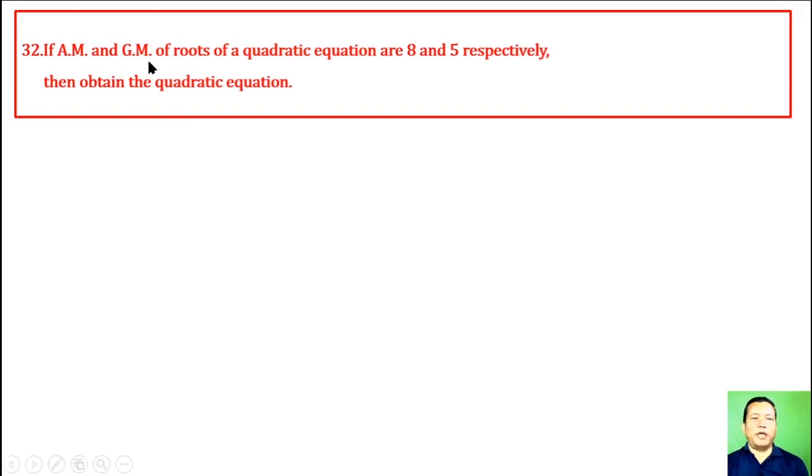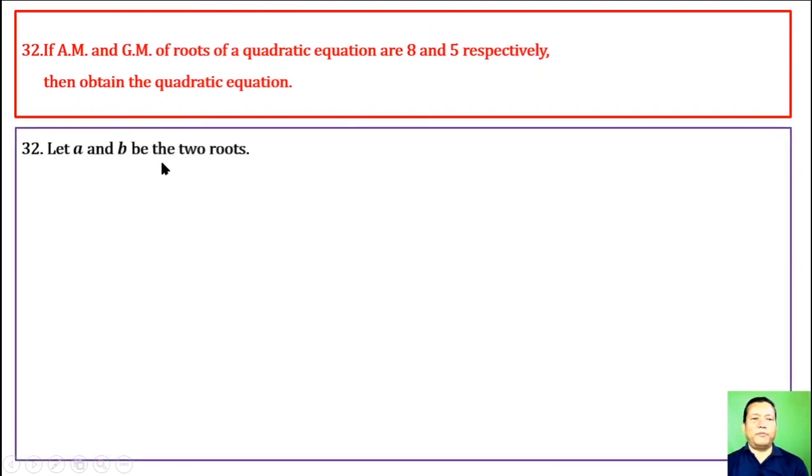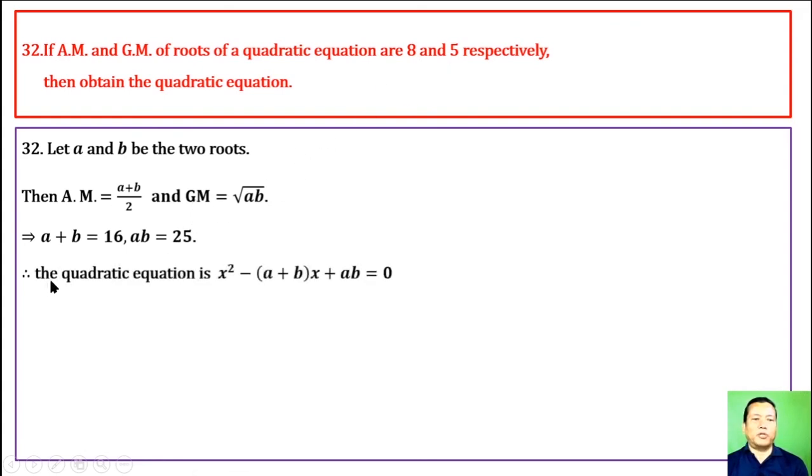Question 32. If AM and GM of roots of a quadratic equation are 8 and 5 respectively, then obtain the quadratic equation. Let a and b be the two roots. Then AM equal to a plus b by 2 and GM equal to square root of product ab, which gives a plus b equal to 16 as AM is given as 8 and the product ab is equal to 25 as GM is given as 5, whose square is 25. Therefore, the quadratic equation is x square minus sum of a plus b times of x plus product ab equal to 0. Put their respective values, we get this, which is the required quadratic equation.